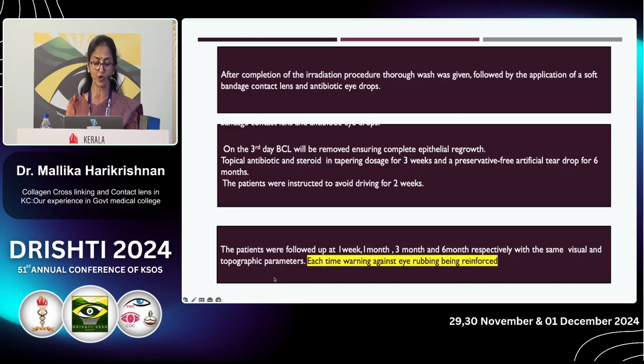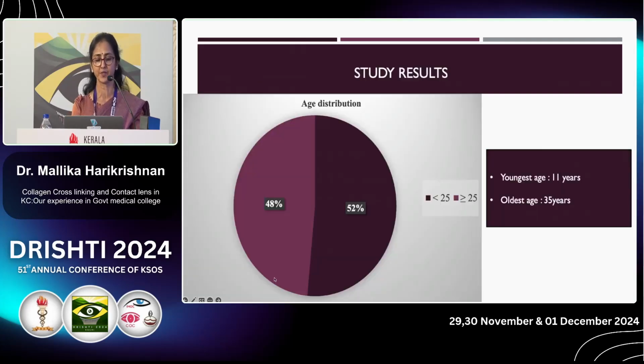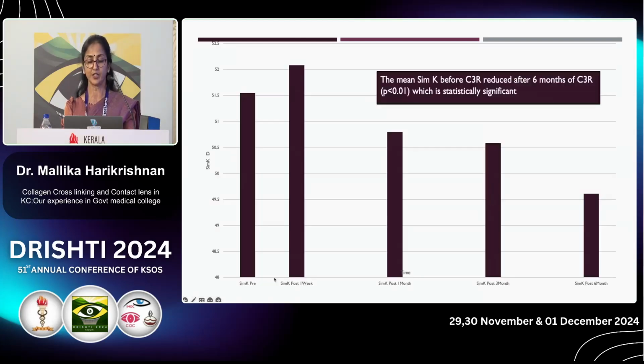The patients were followed up at 1 week, 1 month, 3 month and 6 month intervals respectively with the same visual and topographic parameters, each time warning against eye rubbing being reinforced. Visual rehabilitation was done either with glasses or RGP contact lenses or special contact lenses, for which I used to refer patients to specialists. These are our study results. Age distribution: youngest age group we did was 11 years and the oldest 35 years.